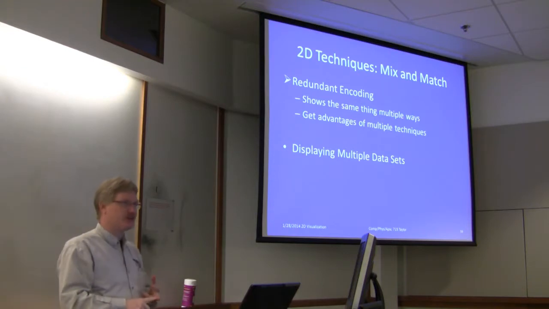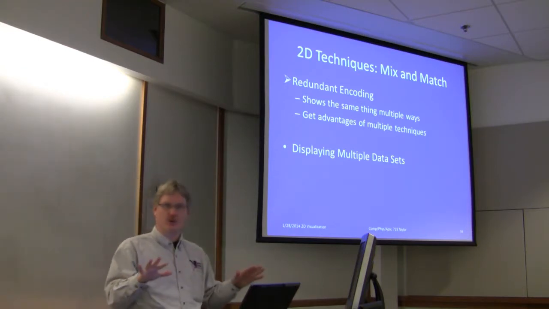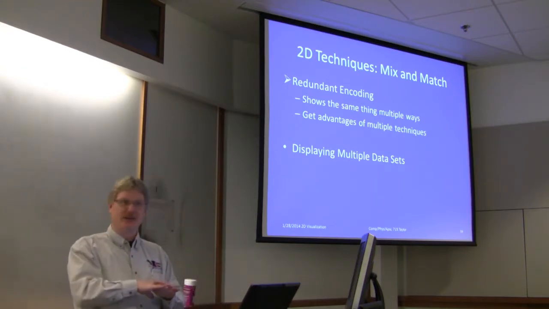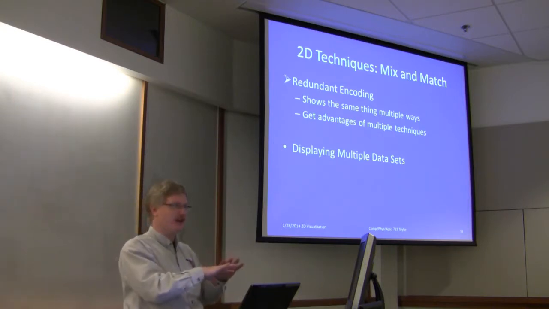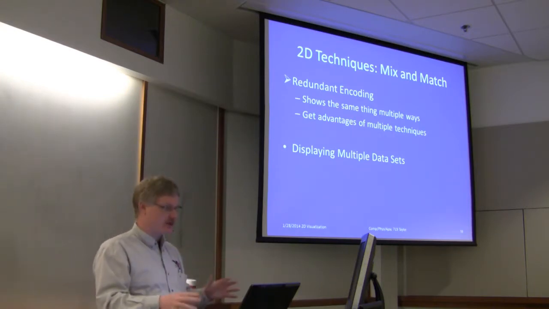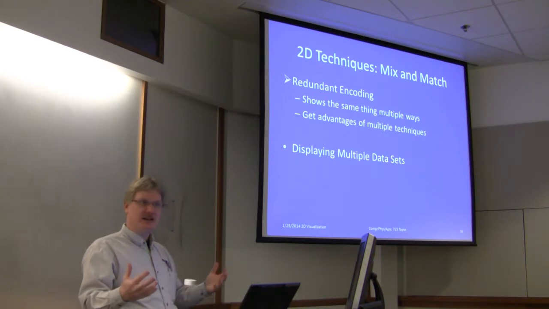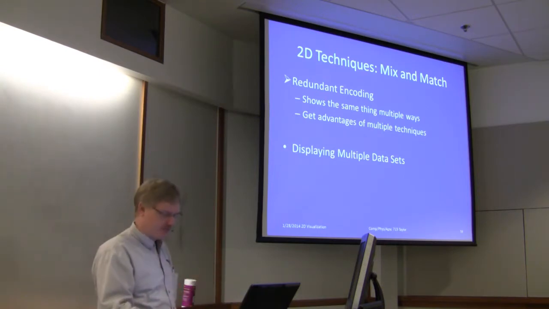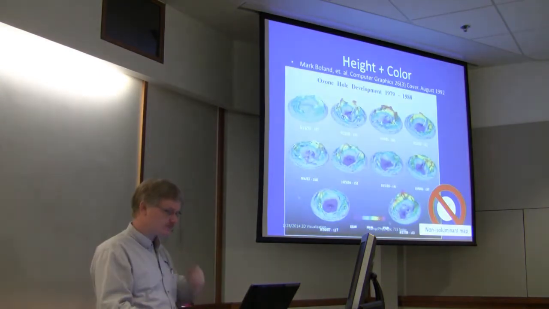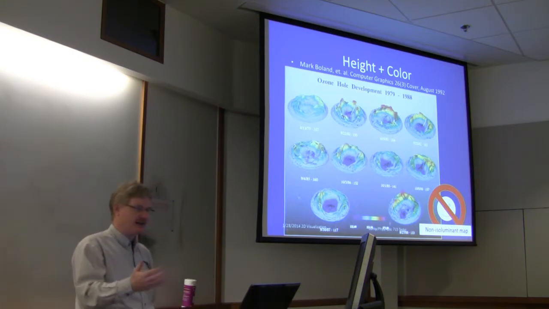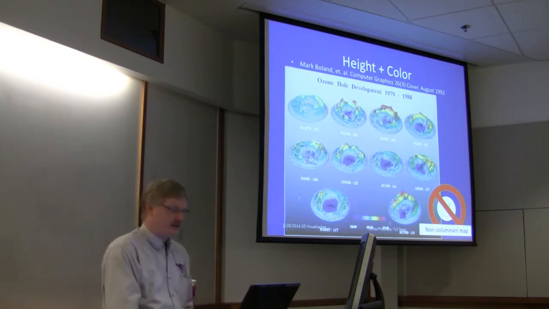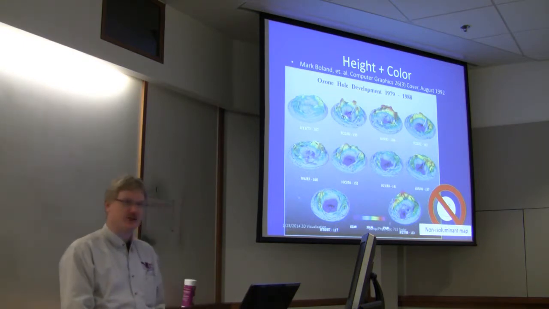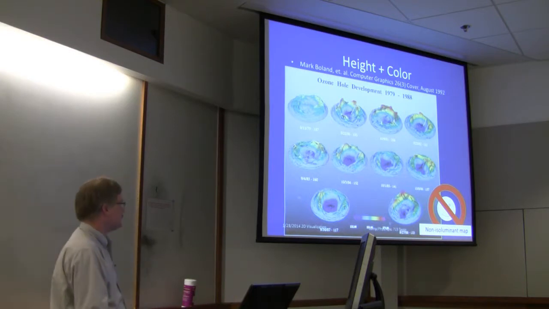Another thing you can say is, well, science is often about comparing two or more things to see how they relate to each other, and so how can we mix these in ways that you can do that comparison, right? So first we're going to look at redundant encoding, how that can be effective, and then we're going to look at multiple data sets. So here, height and color are both used to display the hole in the ozone layer, kind of reduction in ozone at the pole.